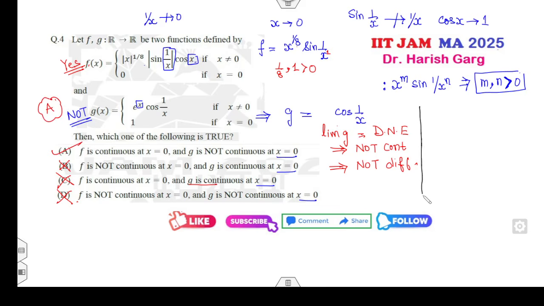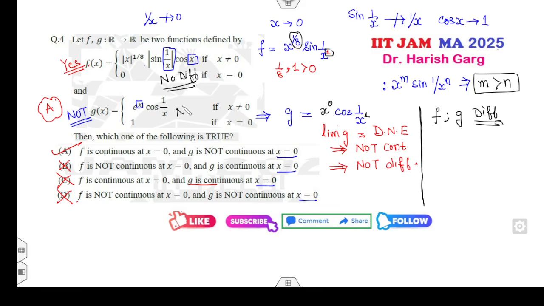Fine. If you are asked in this same question about differentiability, check whether f or g are differentiable or not. What is the condition for differentiability? As I mentioned in my shortcut tricks, m must be greater than n. So is it satisfied? Is m greater than 1? No, the function is not differentiable. And look at this case again, 0 is not greater than 1. The g is also not differentiable.